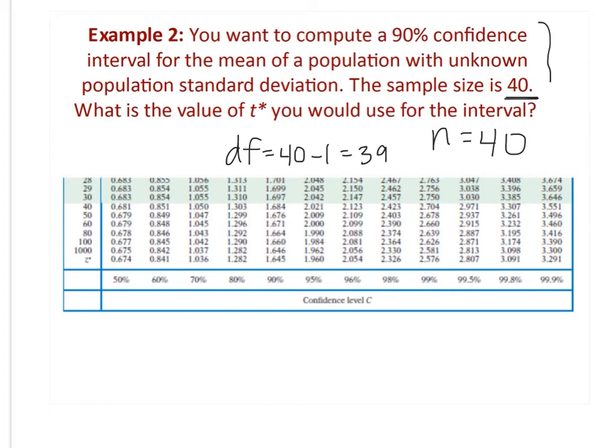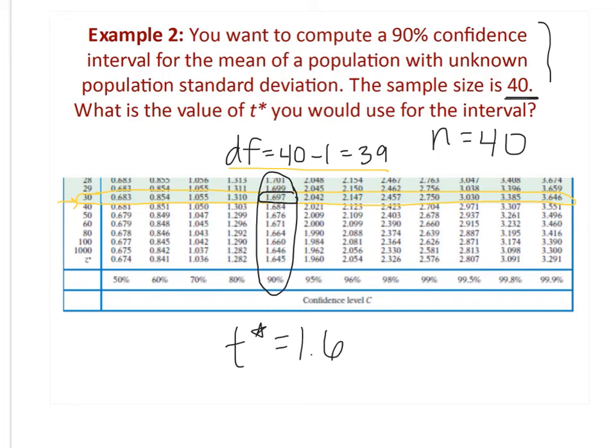But if you look at your table, there is no 39. It just goes 30 to 40. If your degrees of freedom is not on the table, you go to the next lowest one. So I would end up going down to 30. So I look in that 30 row and match that with 90% confidence. So my t-star value is 1.697. So this is how I use that purple sheet to find t-star.